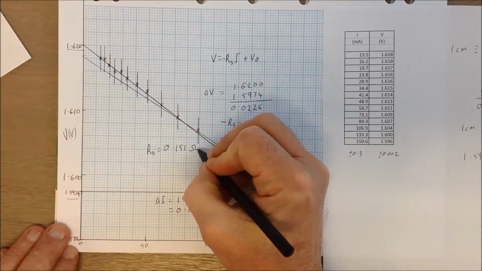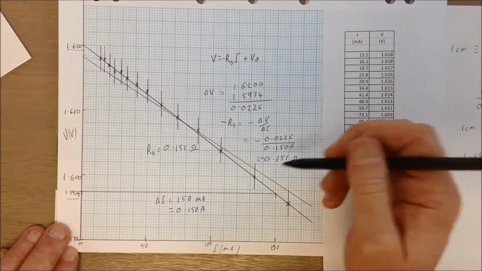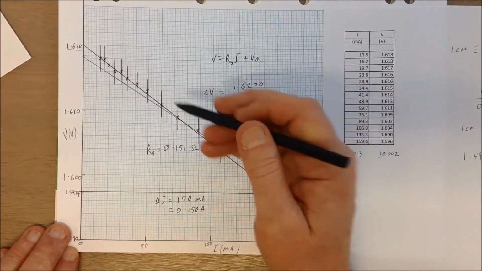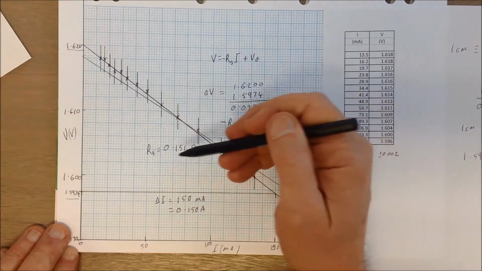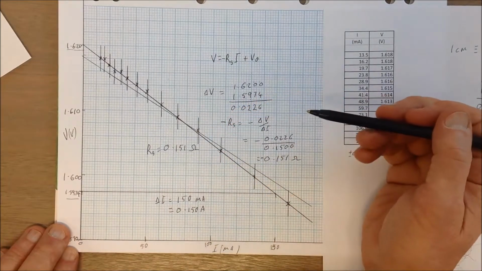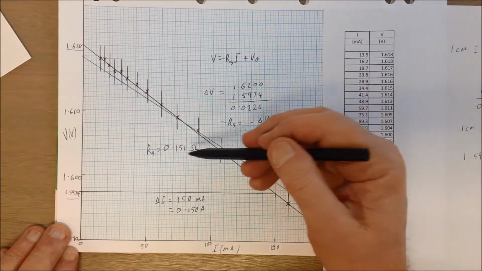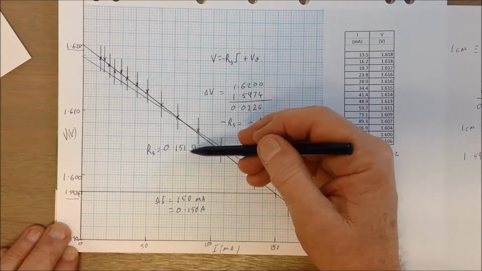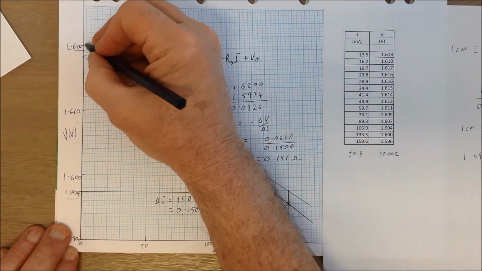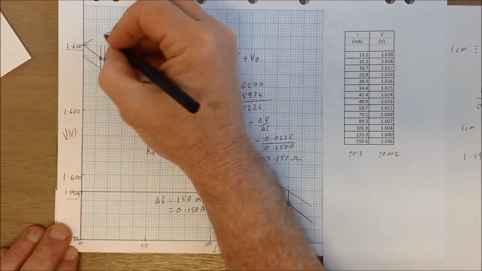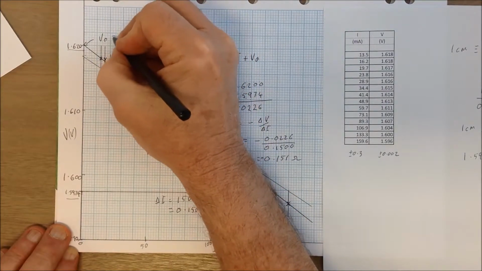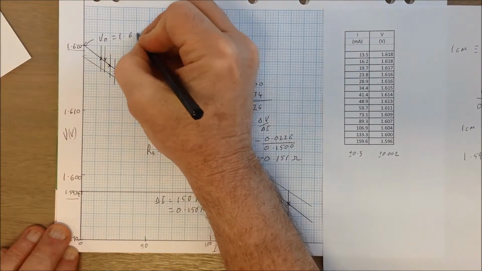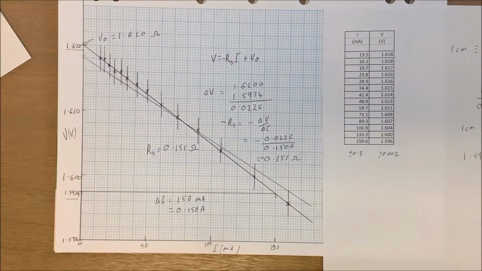So we can say RS equals 0.151 ohms. You will also need to measure the slope of a line of worst fit, look at how different that is from the slope of the line of best fit, and deduce what the uncertainty in that is. And of course the other thing we can read off here is the intercept V naught is equal to 1.620.